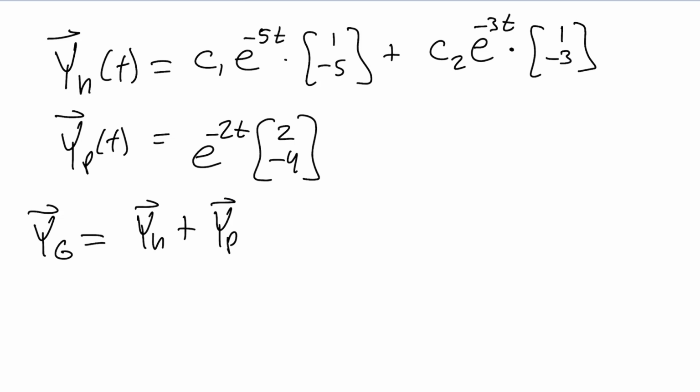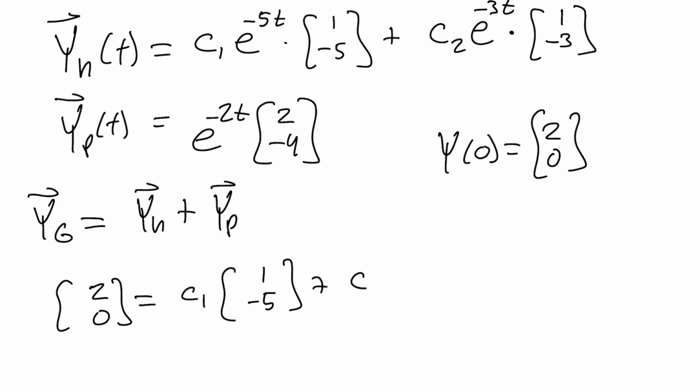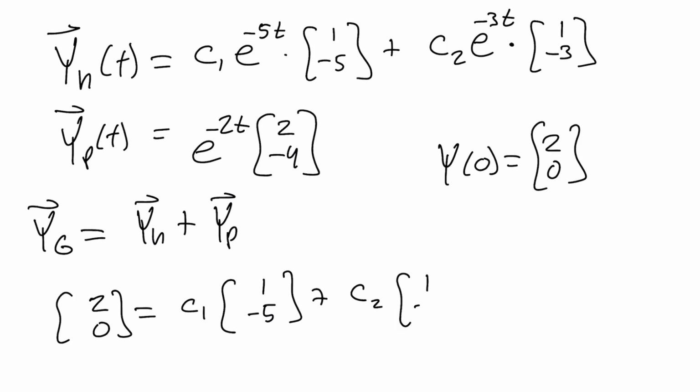Now, I don't want the general solution, I need the initial condition. And the initial condition was y of 0 equals 2, 0. That was the initial value problem here. And so I'm just going to plug in 2, 0 on the left-hand side and plug in t equals 0 here, here, and here. And when I do that, I'll get C1 times 1, negative 5, rather, plus C2, 1, negative 3.